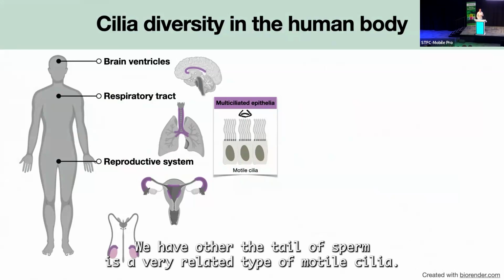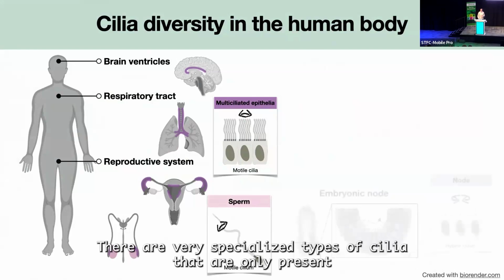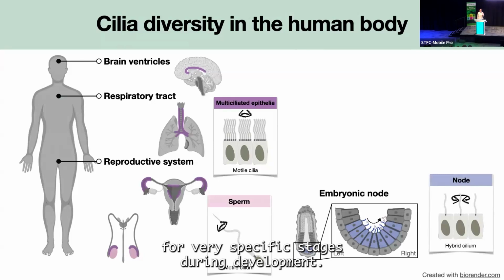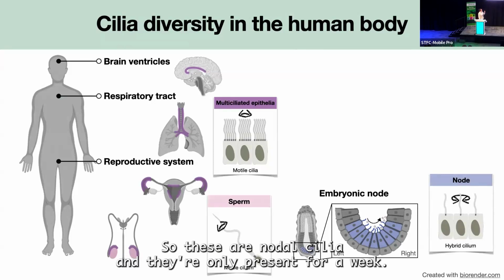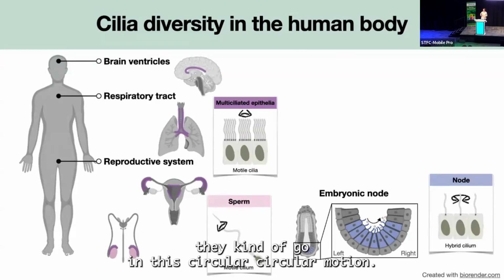We have the tail of sperm, which is a very related type of motile cilia, and in this case, it's allowing single cell motility. There are very specialized types of cilia that are only present for very specific stages during development. So these are nodal cilia, and they're only present for a week, and they beat in a slightly different way. So instead of going backwards and forwards, they kind of go in this circular motion.